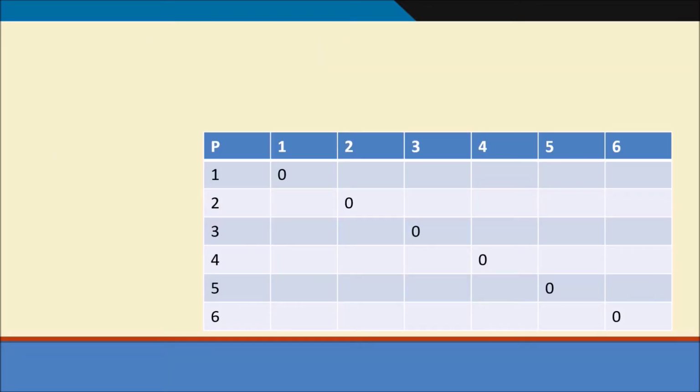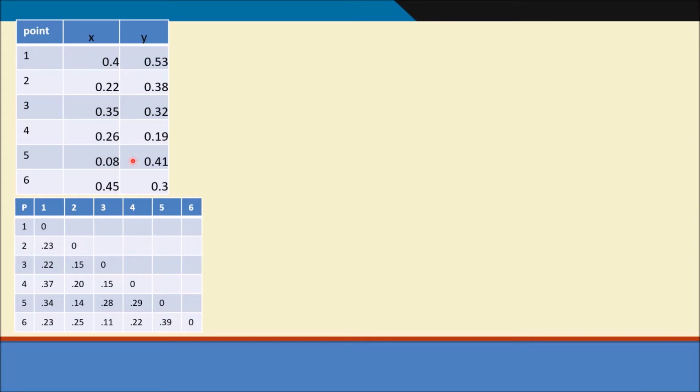Next, we have to make the distance matrix, wherein what is the distance between point number 1 and point number 1? It is 0. What is the distance between point number 2 and point number 1? We have to write it over here. Similarly, we have to fill in the complete cells. So these are the various points that we are considering, and this is the distance matrix.